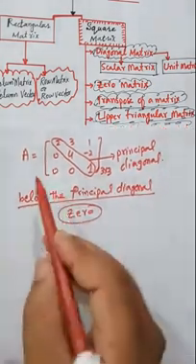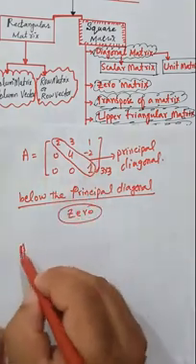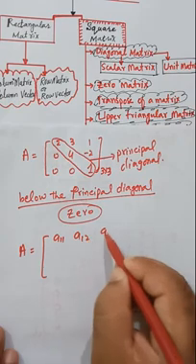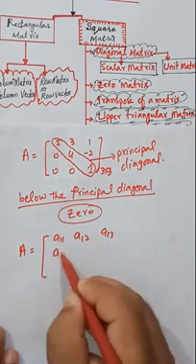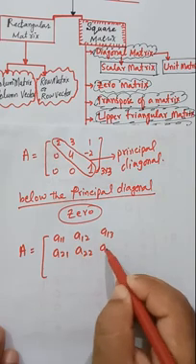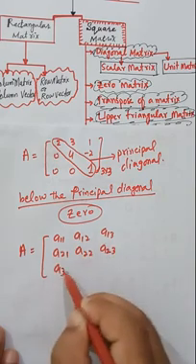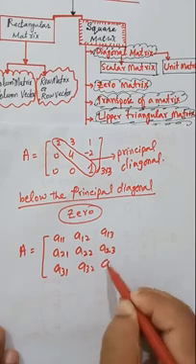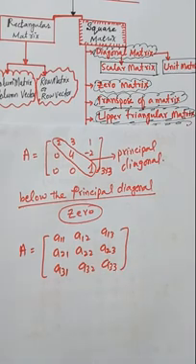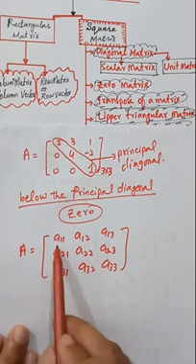Now if I write this 3 by 3 matrix in general form, A11, A12, A13, A21, A22, A23, A31, A32, A33. These subscripts actually represent the position of the element in the matrix. So this is your principal diagonal.